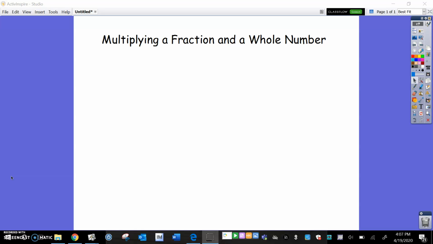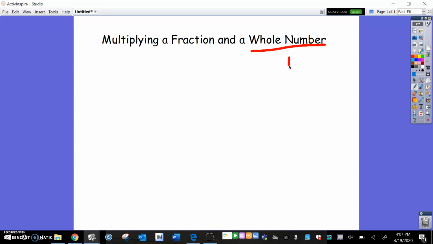So when we're doing this, we have to remember that our whole number always has an imaginary one underneath. We've done this lesson before in school, and this is something we tried to remember: this imaginary one is going to help us multiply just like with normal fractions, go straight across.